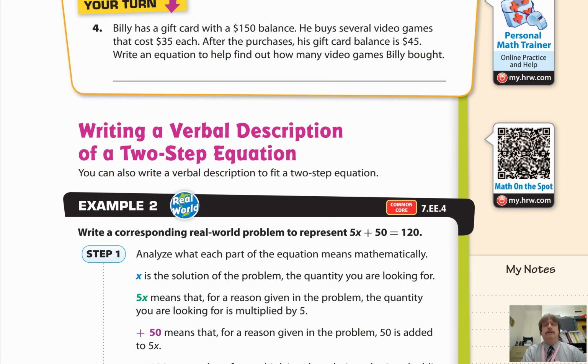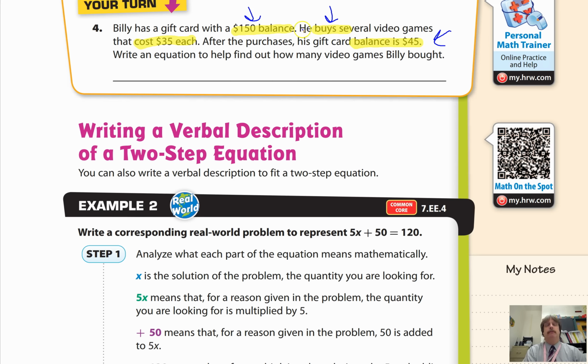So here on the your turn, we have: Billy has a gift card with a $150 balance. He buys several video games that cost $35 each. After the purchases, his gift card balance is $45. So this is what we start out at. We start here. Buy, okay, is that add, subtract, multiply, or divide? And then this is what he's left with.